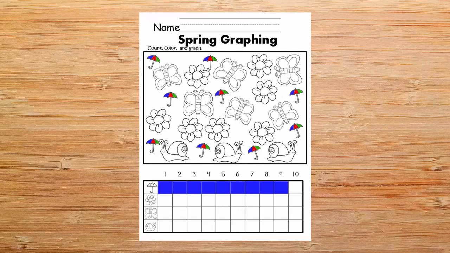Now we're going to go to the next picture. Our next picture we're going to be looking for is a flower. So we're going to color in all of the flowers. I will do that now. Now we're going to count how many flowers I've colored in. 1, 2, 3, 4, 5, 6, 7. And color in 7 squares next to the flower so that I know 7 flowers were colored in.